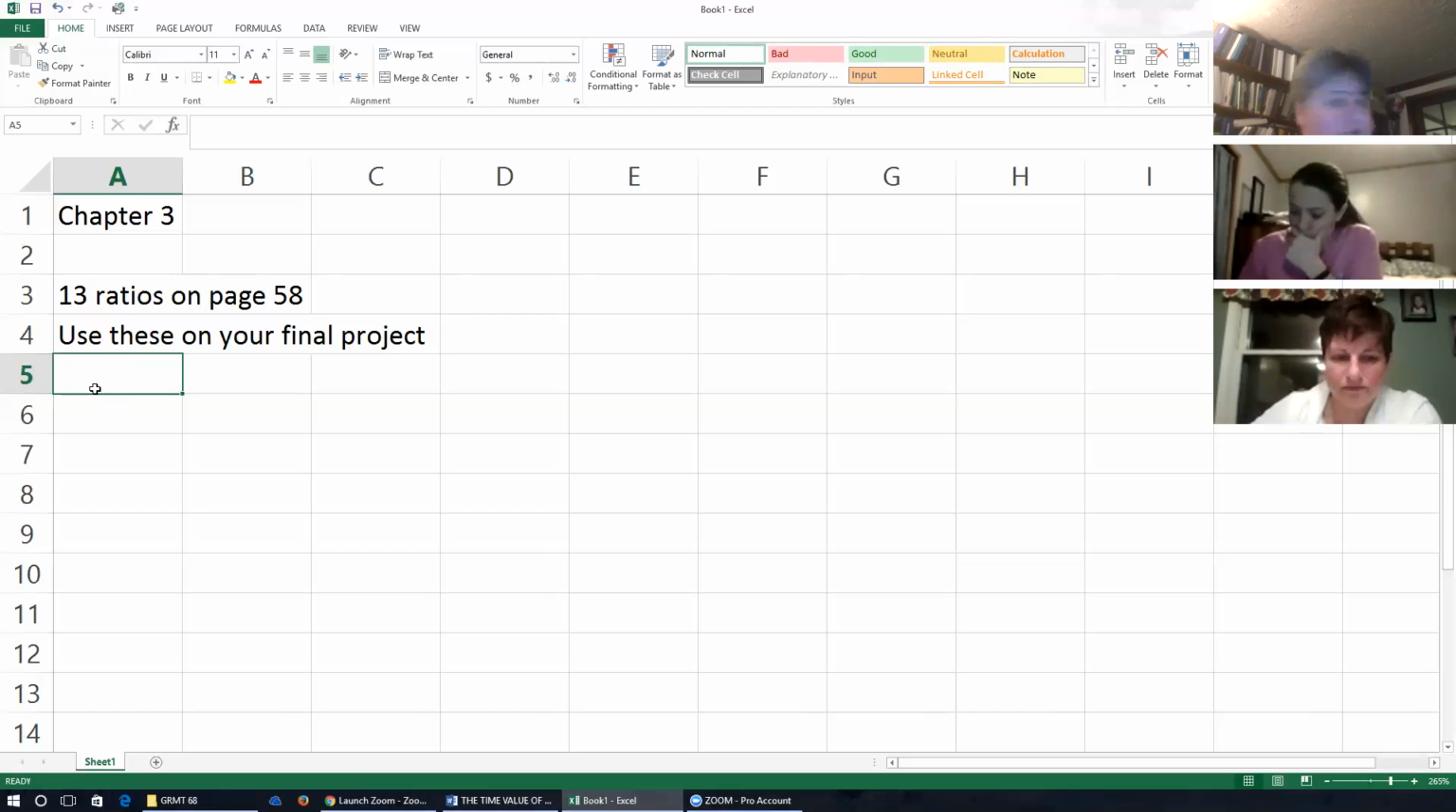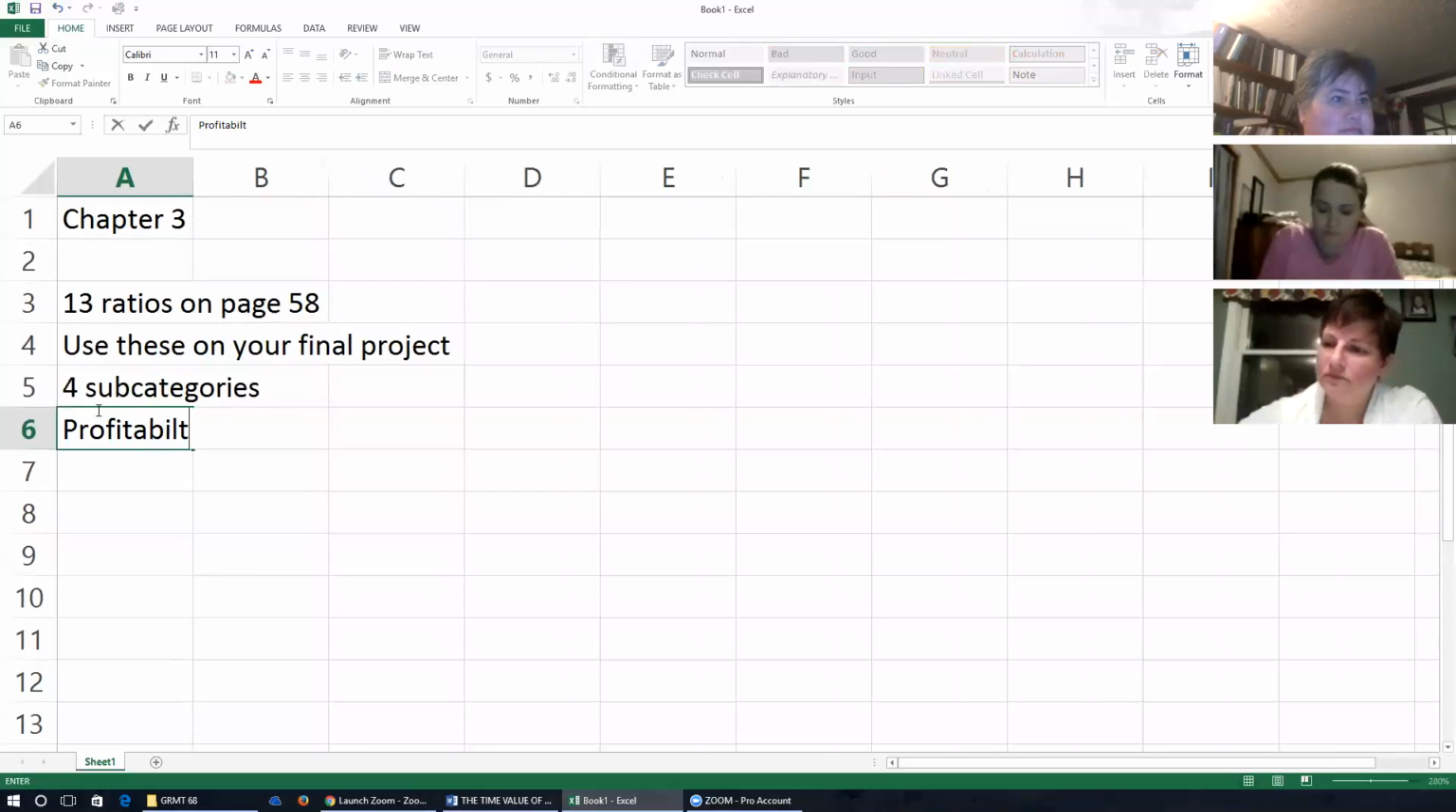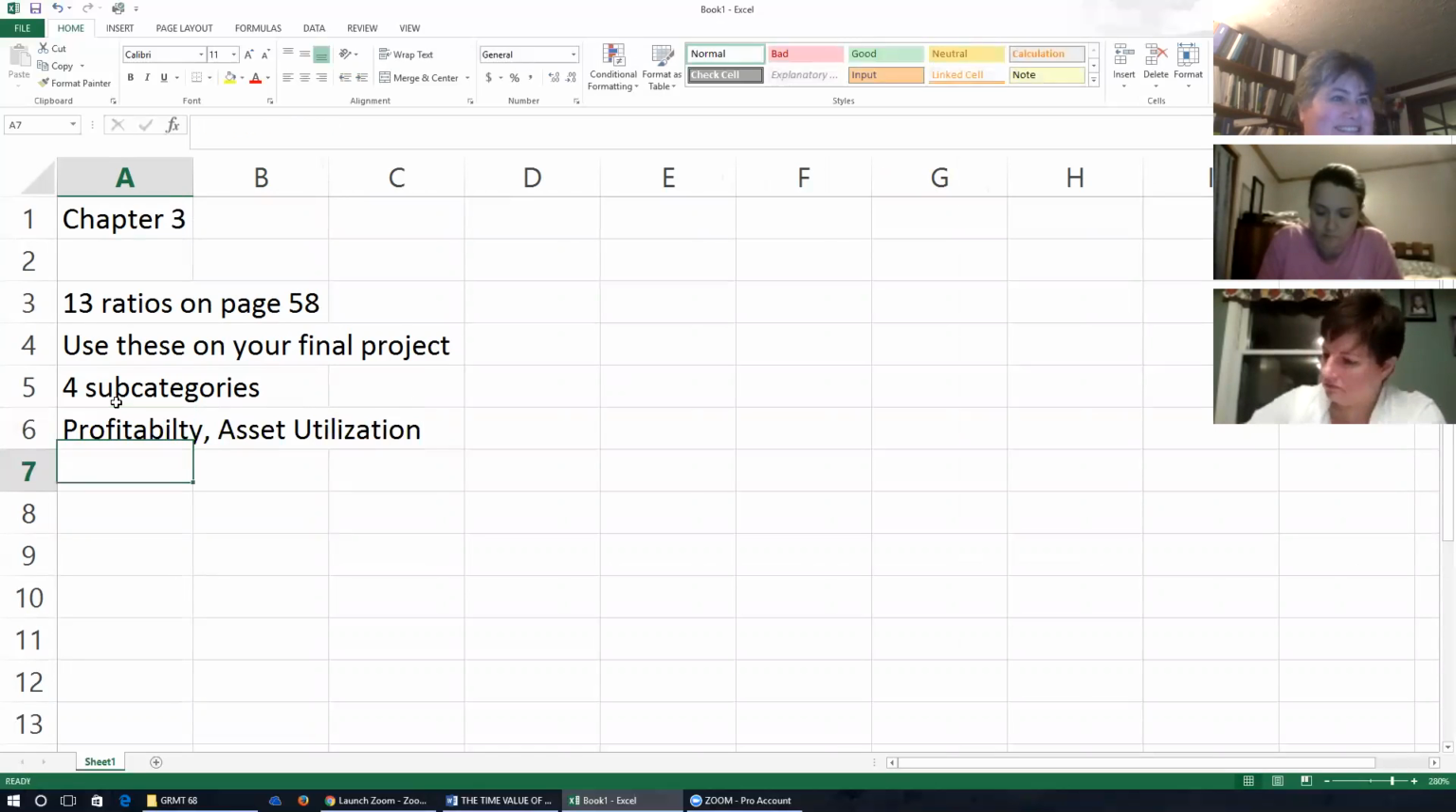The ratios are broken into 4 subcategories of profitability, asset utilization, liquidity, and debt utilization.